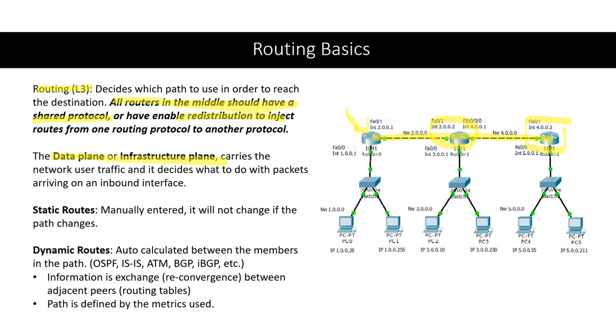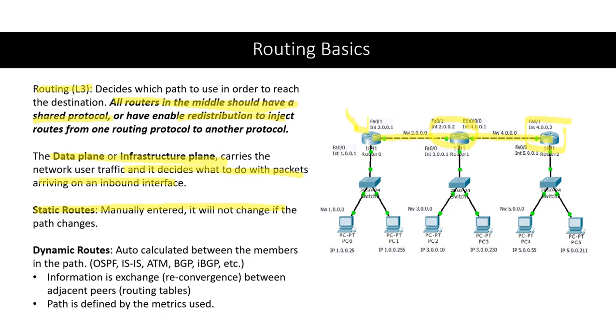So in SDN, the software-defined networks, this is what is also called the data plane or the infrastructure plane. This is what carries the network and decides what to do with the packet when it arrives on an interface. So the infrastructure plane is what decides, okay, I get a packet, which is the best way to get it from point A to point B.